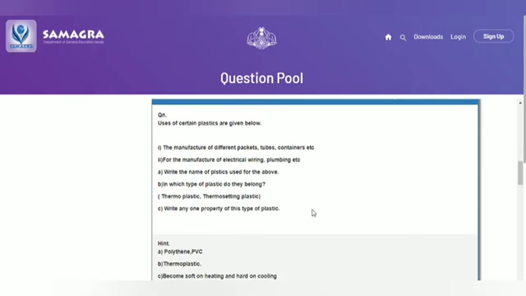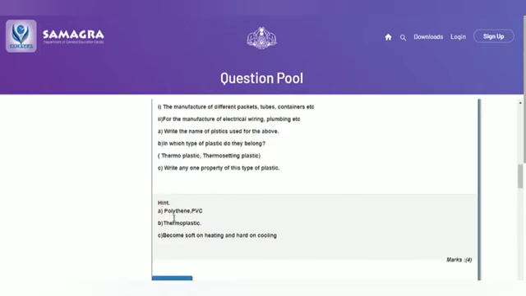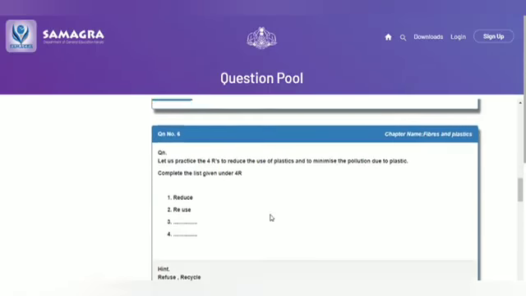Question number 5, use of certain plastics are given below. The manufacture of different packets, tubes, containers, etc. Polythene, PVC. For the manufacture of electrical wiring, plumbing, etc. That is, write the name of plastic used for the above. It is polythene, PVC. In which type of plastic do they belong? Thermoplastic. Write any one property of this type of plastic: becomes soft on heating and hard on cooling.